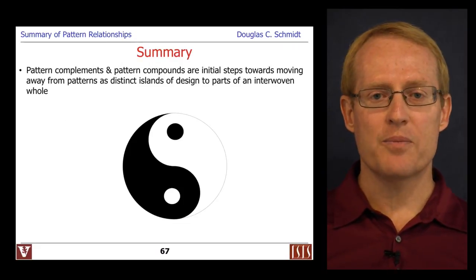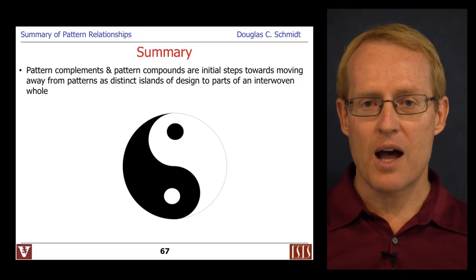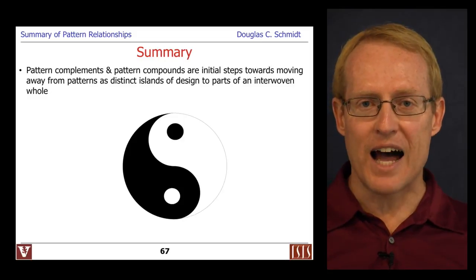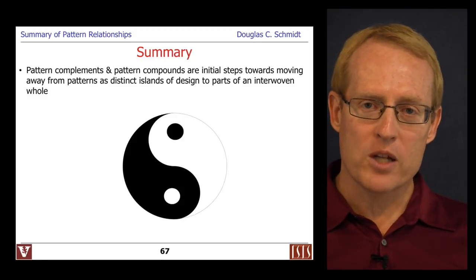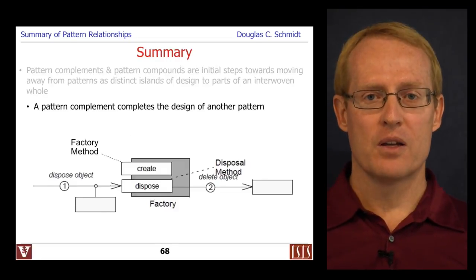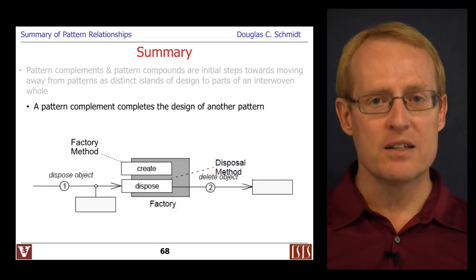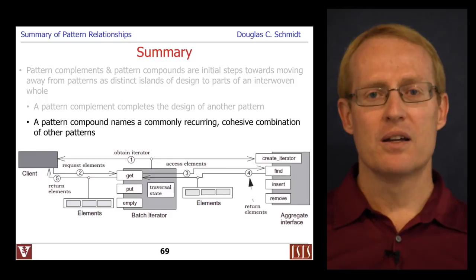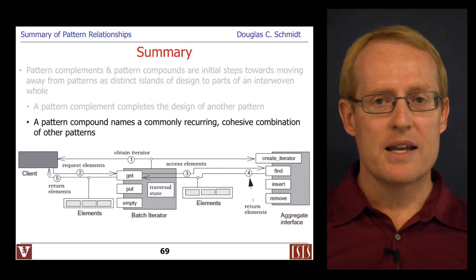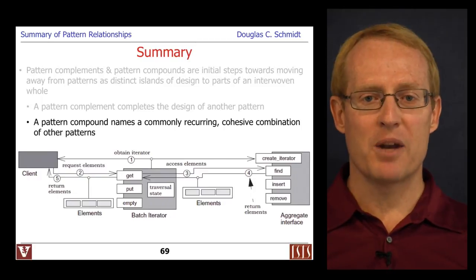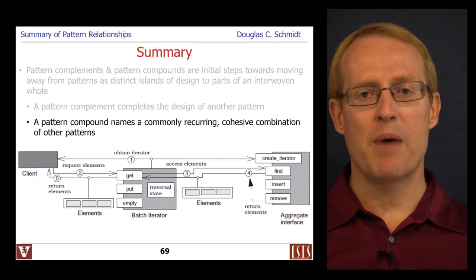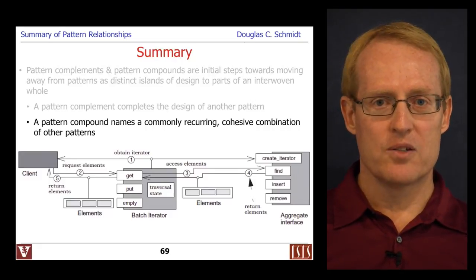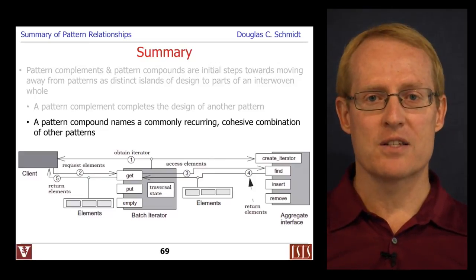So to summarize this section, pattern complements and pattern compounds are the initial steps towards moving away from patterns as isolated islands to more parts of an integrated whole that are woven together. And we've seen how pattern complements complete designs of other patterns. So disposal method completes factory method, for example. We've also seen how a pattern compound names a commonly recurring cohesive combination of other patterns as our batch iterator combined iterator with batch method to make it more efficient to access data without incurring the overhead of high latency.